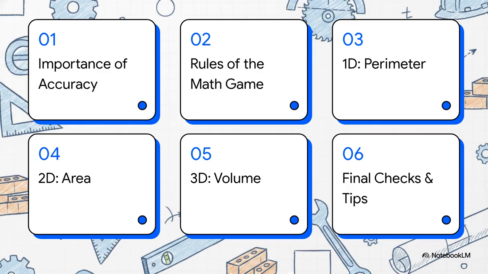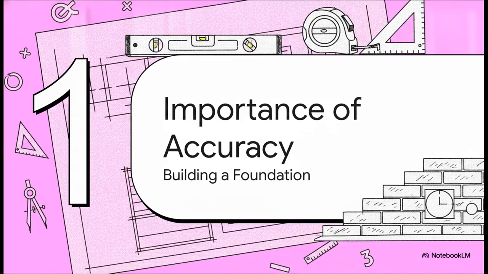Here's our blueprint for today. We've got 1, the importance of accuracy, 2, rules of the math game, 3, calculating 1D perimeter, 4, calculating 2D area, 5, calculating 3D volume, and finally, 6, final checks and practical tips. Section 1. The importance of accuracy, building a strong foundation.